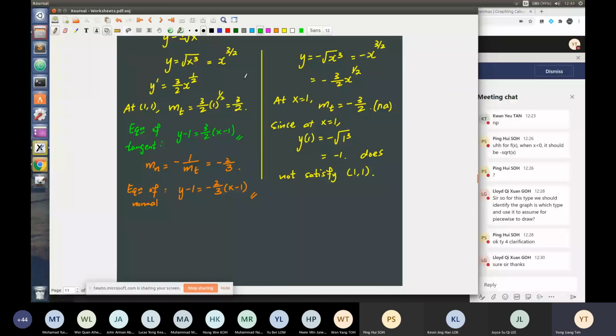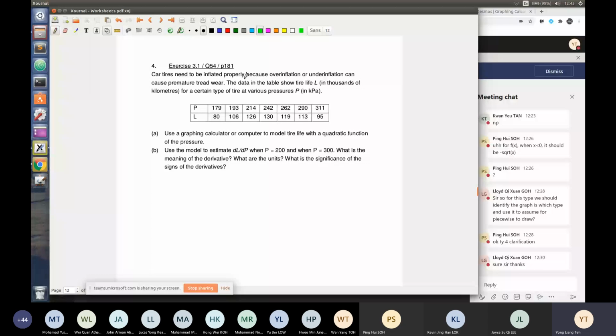So this question 4 looks like an application question. It says that car tires need to be inflated properly because overinflation or underinflation can cause premature tread wear. The data in the table show the tire life L in thousands of kilometers for a certain type of tire at various pressures P in kilopascals. You're supposed to use a graphing calculator here, like Desmos, for example, to use the model to estimate the life when P equals 200 and P equals 300. What's the meaning of the derivative?